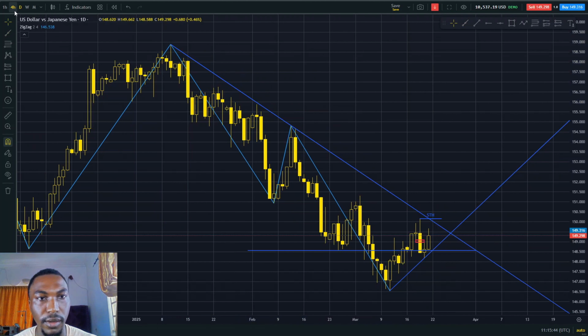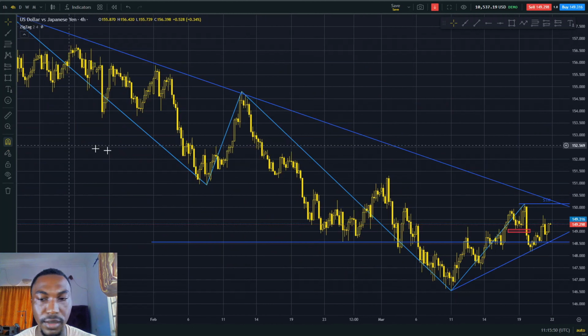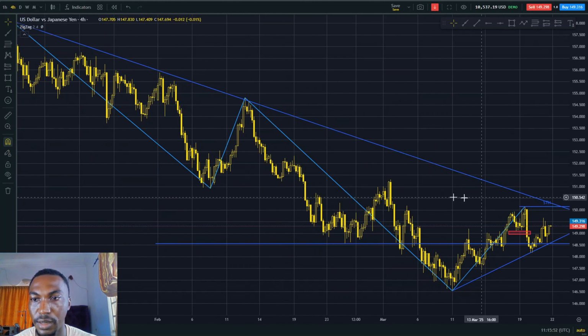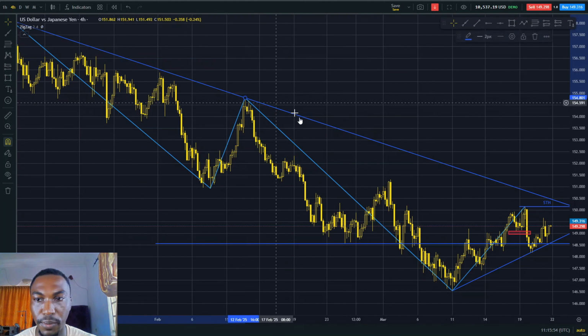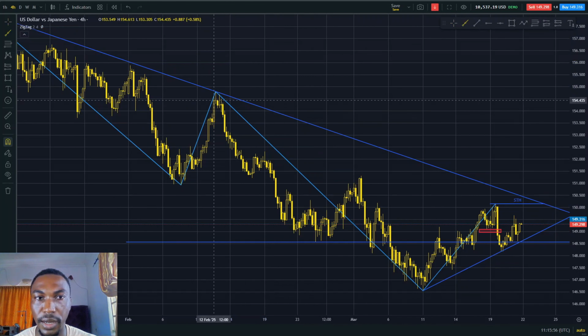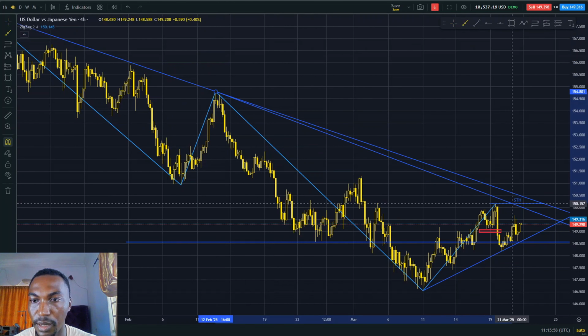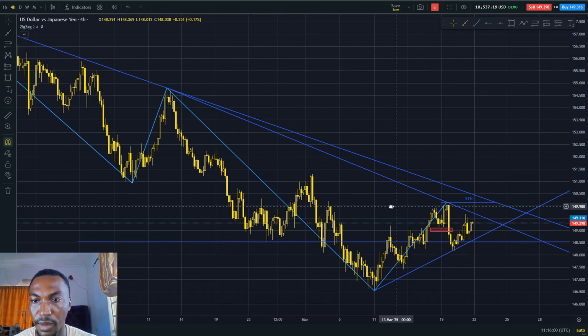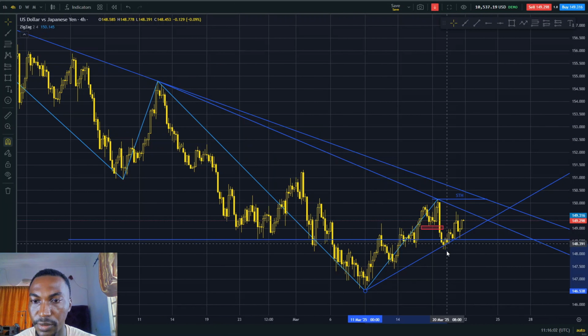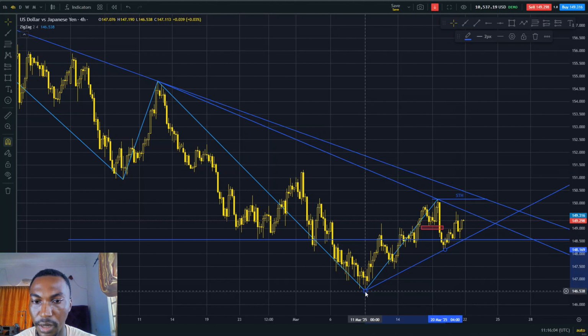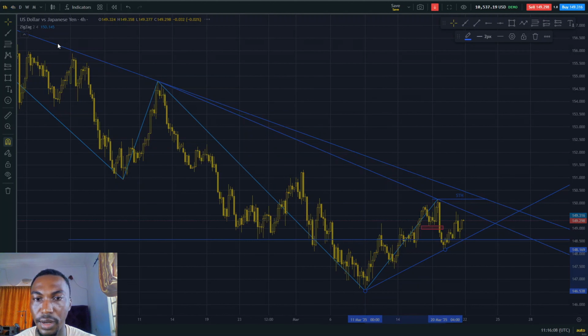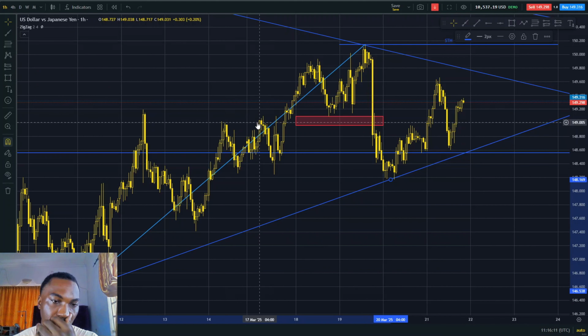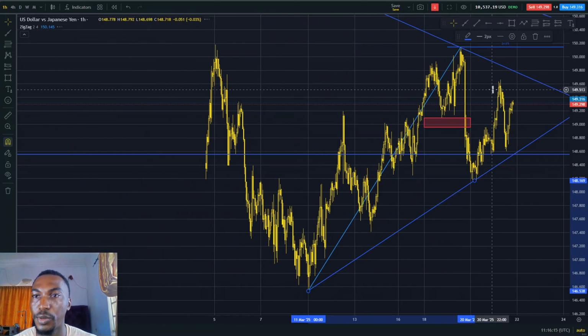On the 4 hours, what we have is this. I need to adjust this to fit properly. Right, so on the 4 hours, we have this, and this is still very strong in its stance. On the 1 hour, we are actually bullish on the 1 hour. So this is what we're looking at, right?